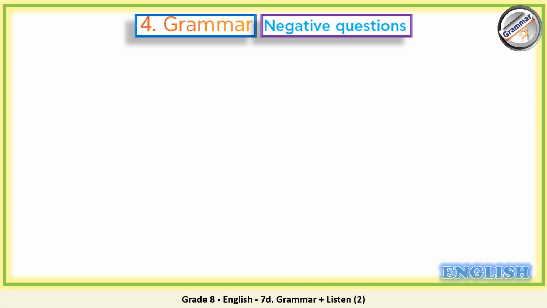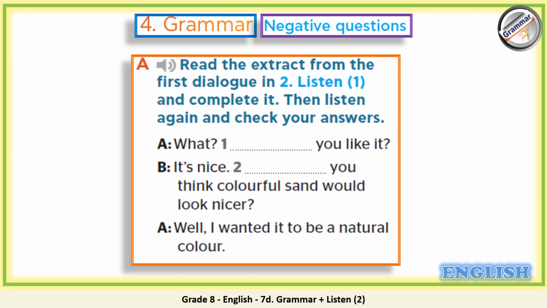Now go to your student's book. 4. Grammar. Negative questions. A. Read the extract from the first dialogue in 2. Lesson 1 and complete it. Then listen again and check your answers. Now listen and check your answers.